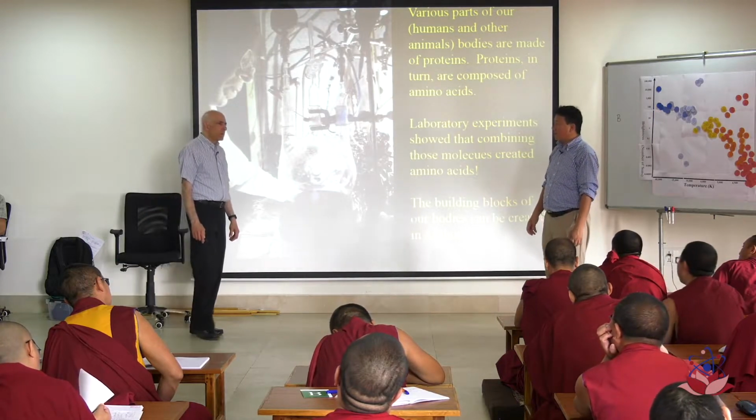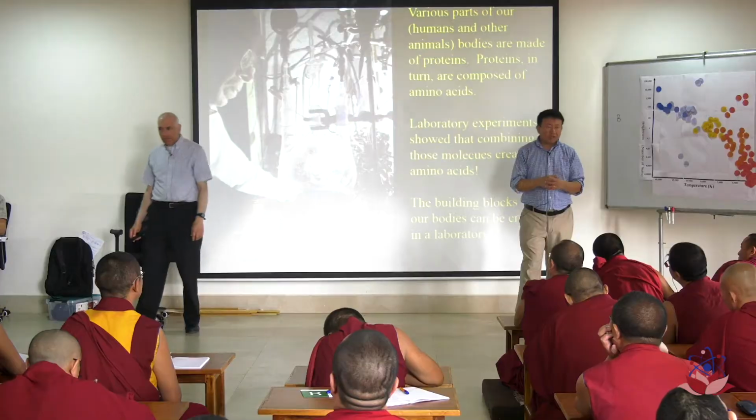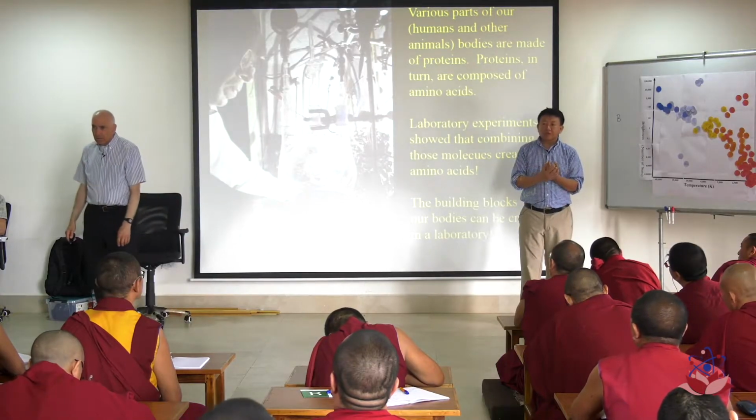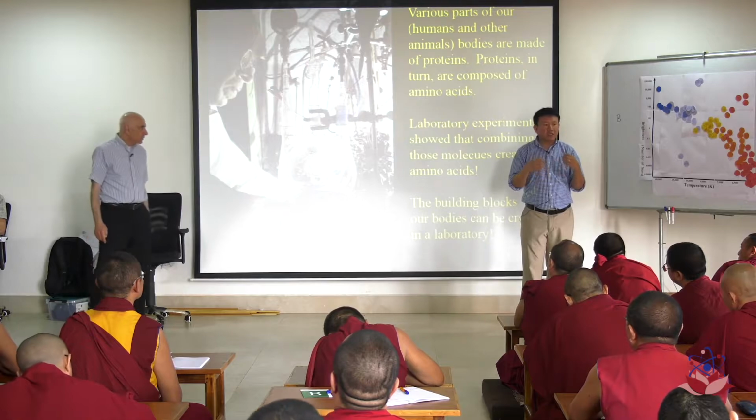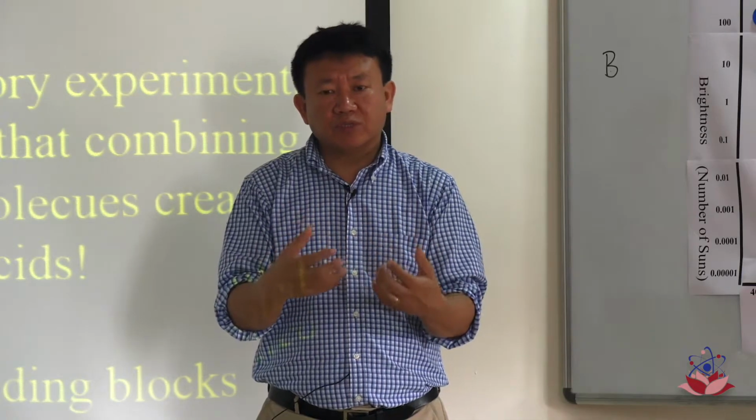So I think we can understand why that might be, because when someone has a child, the child will have the same kind of amino acids as the parents, because they must be chemically the same.